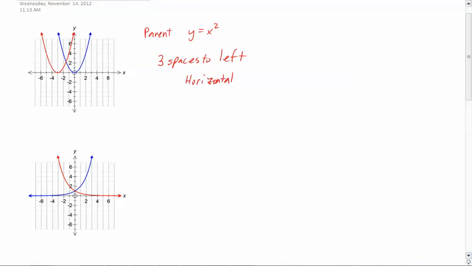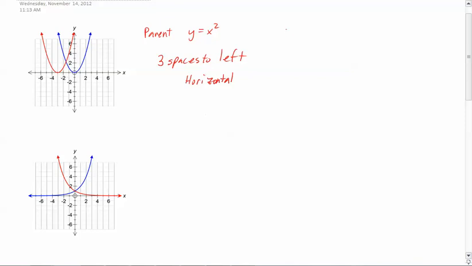Now, what do we need to do? Well, we need it to shift 3 spaces to the left. And you may remember that with x, it is the opposite of what you would expect. So you might say, well, to move to the left, I need to subtract 3. But x has to be the opposite, which means I need to add 3. So that's what needs to happen. I need to add 3 directly to the x.